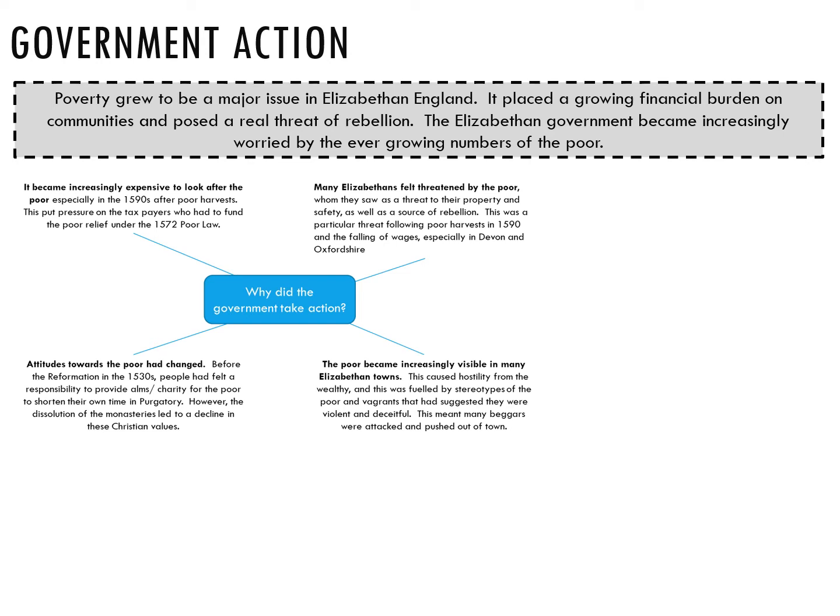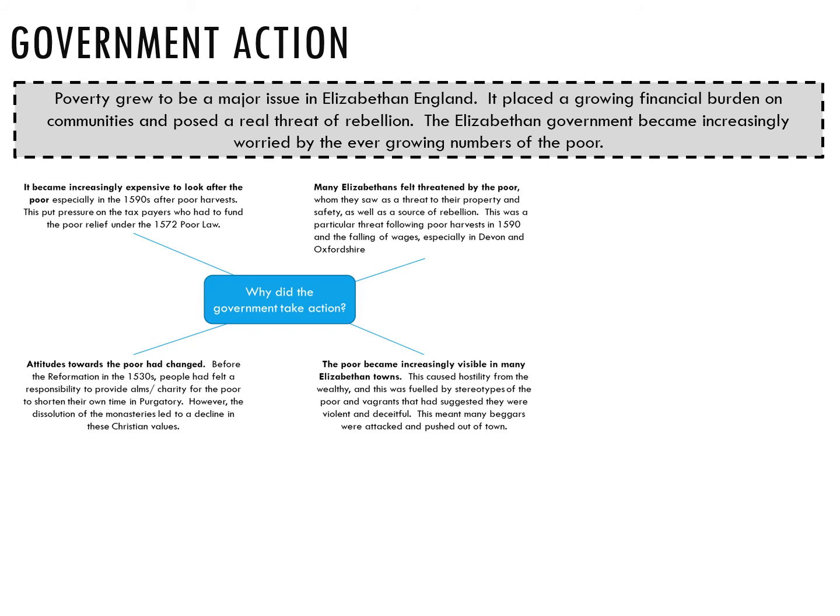Attitudes towards the poor had begun to change. Now, before the Reformation in the 1530s, when the English Church became Protestant, people had felt a responsibility to provide alms or charity for the poor as a way of shortening their time in purgatory, which is a place Catholics believed you would go to after death. However, the dissolution of the monasteries under Henry VIII had led to a decline in these Christian values, and so people were less sympathetic towards the poor in the Elizabethan period.